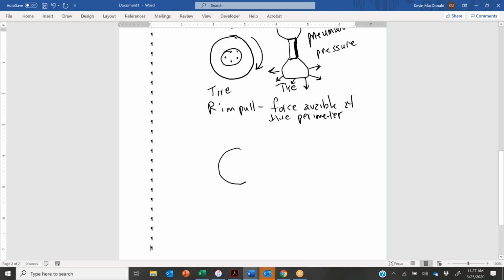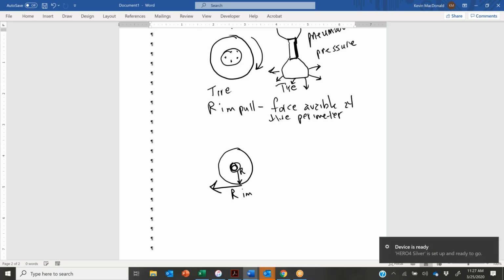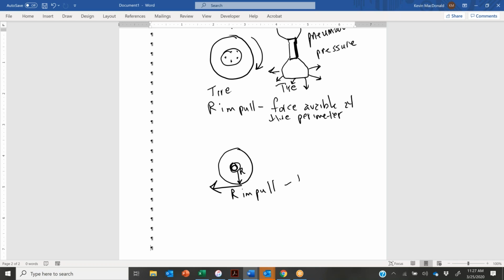And so if we think about it, what this means is that we have a force here at the tire perimeter. This is the radius of the tire. This is our rim pull value. And this is why you frequently see very large tires on vehicles, because this rim pull is a torque or a moment, right? It's a force plus a lever.